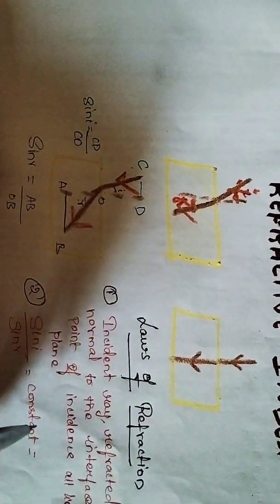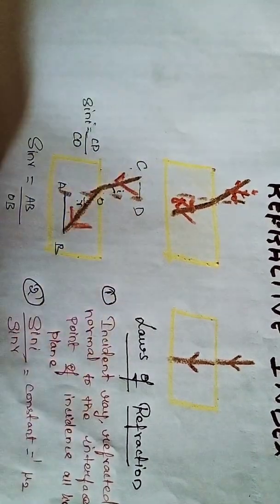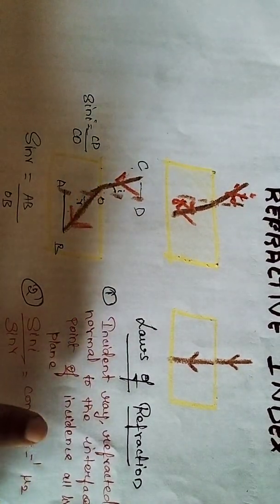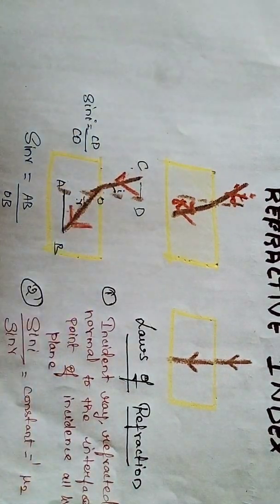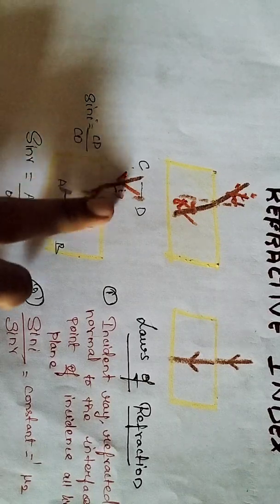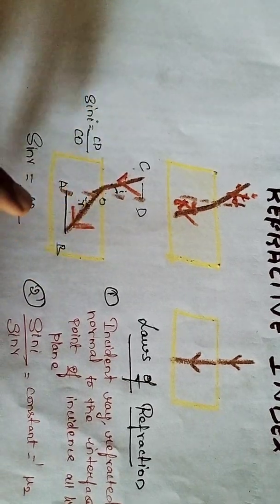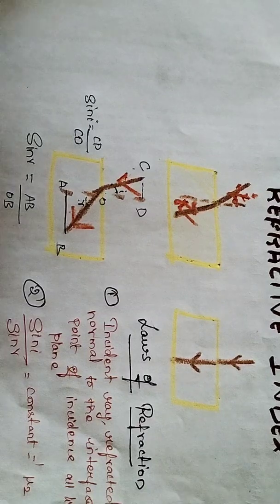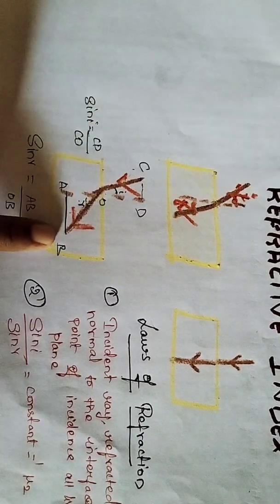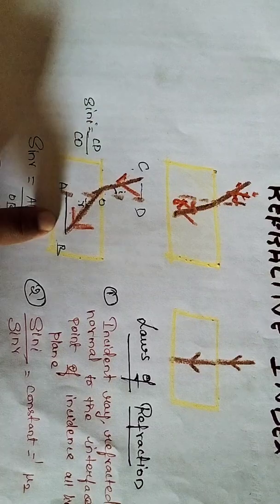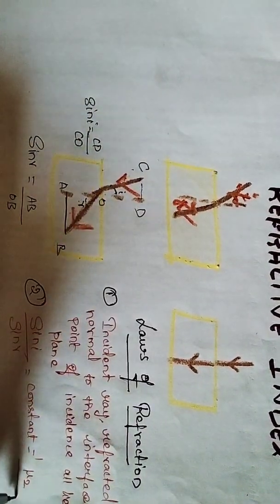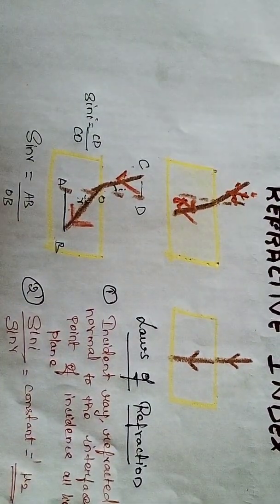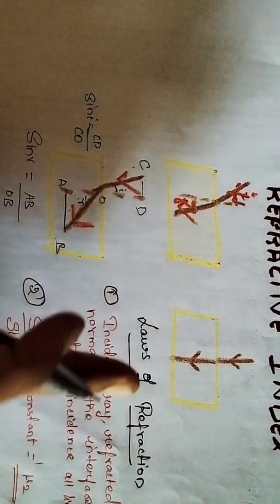This constant value gives the refractive index of the medium. If I take 2 with respect to 1, what is 2 with respect to 1? For your understanding purpose, it is the speed of light in the second medium with respect to the first medium. This is the refractive index of the second medium with respect to the first medium.